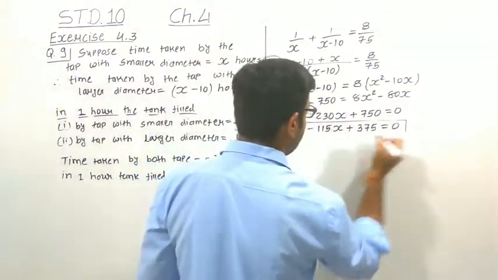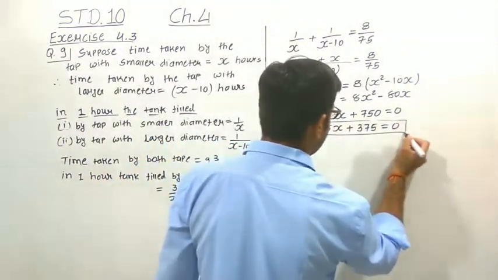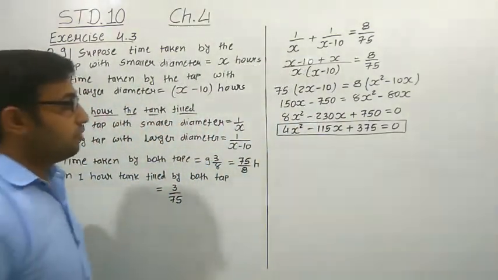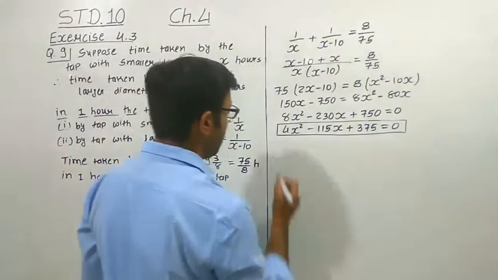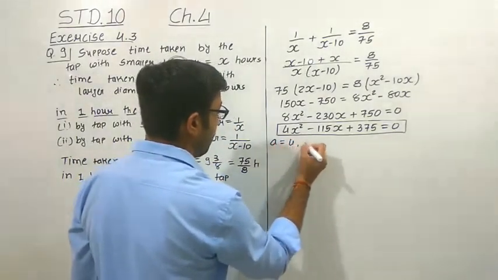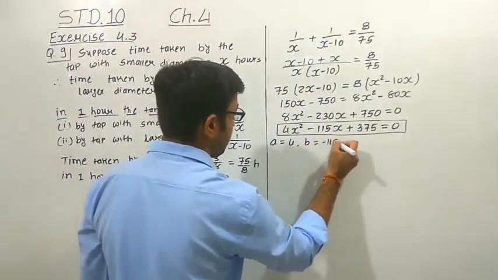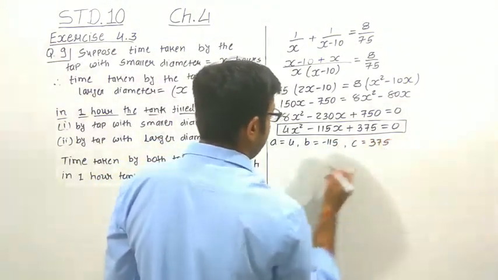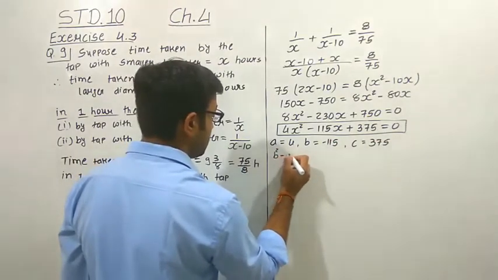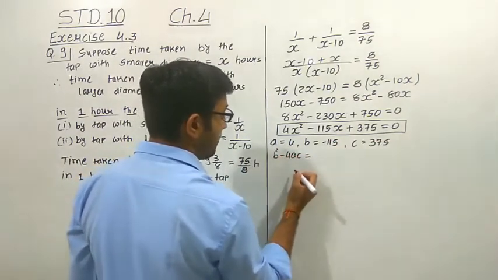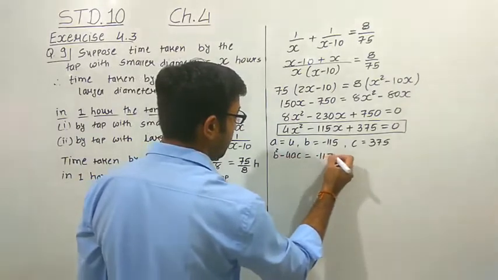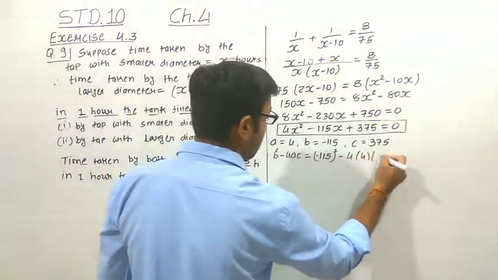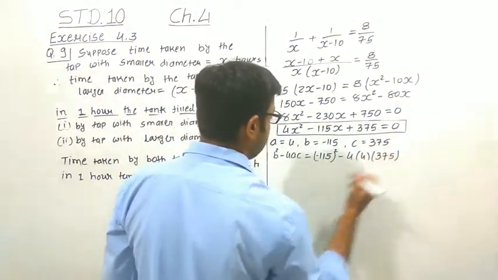We have to solve it by any of the methods: quadratic formula, factorization, or completing the square method. So let us use the quadratic formula. Here we have A equal to 4, B equal to minus 115 and C equal to 375. So B square minus 4AC is minus 115 whole square minus 4AC.